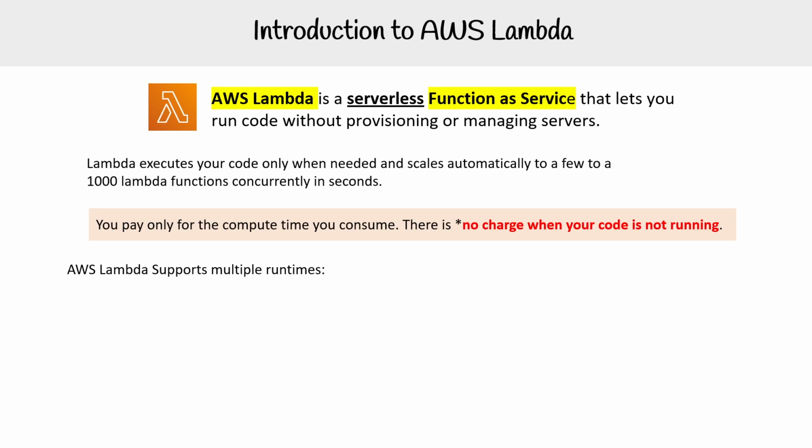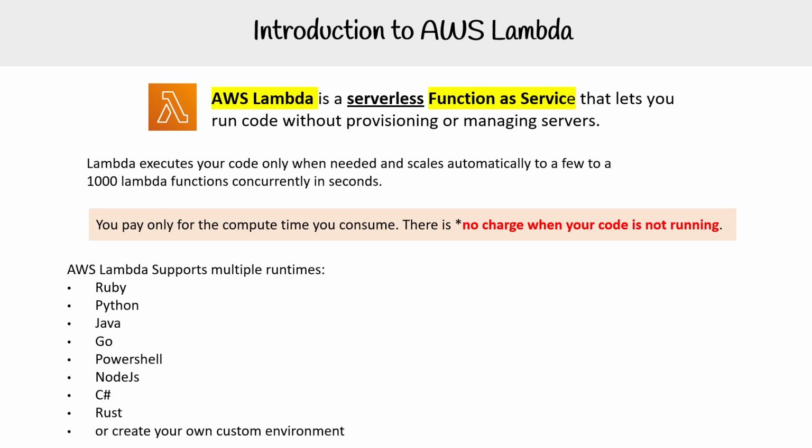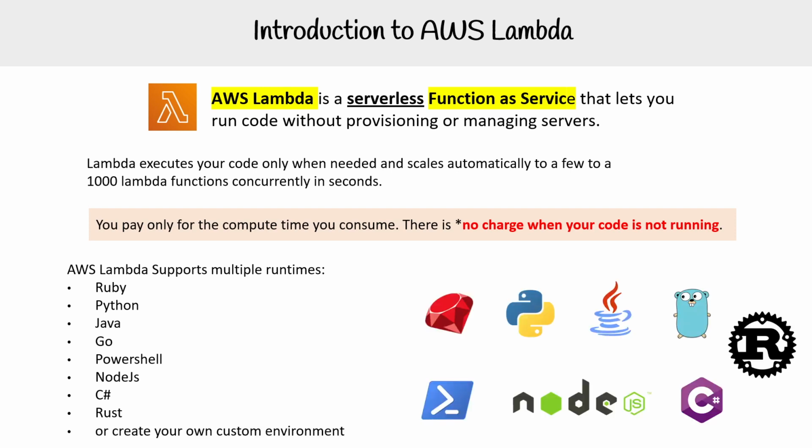AWS Lambda supports multiple runtimes. We got Ruby, Python, Java, Go, PowerShell, Node.js, C Sharp, Rust, or create your own custom environment. For Go and Rust, it's a little bit questionable because you're really just building a binary and placing them on there. But these are the common languages you can use. You can definitely use more than just this.